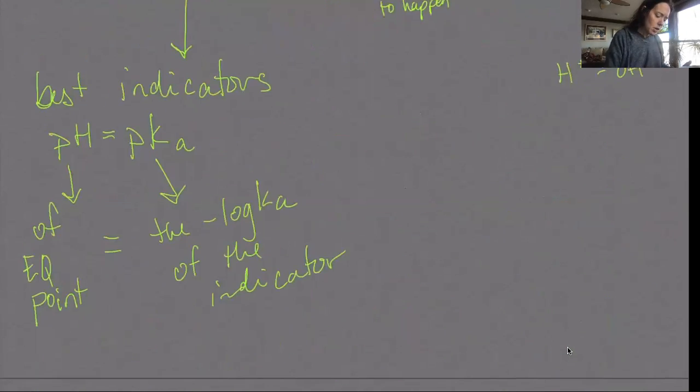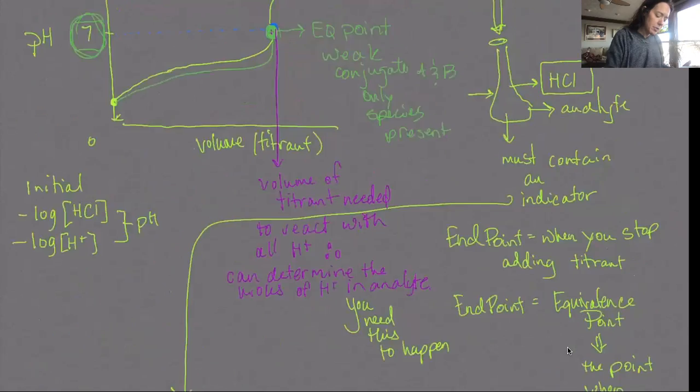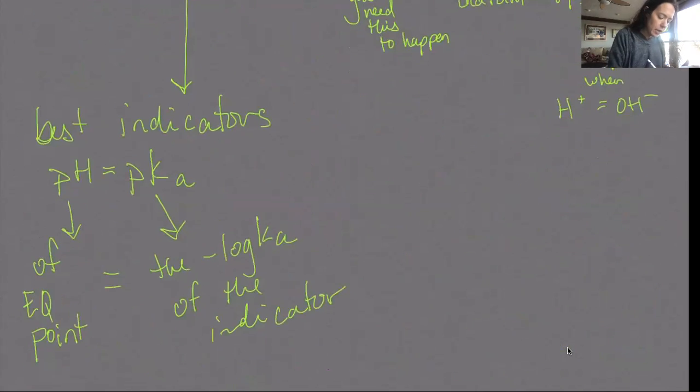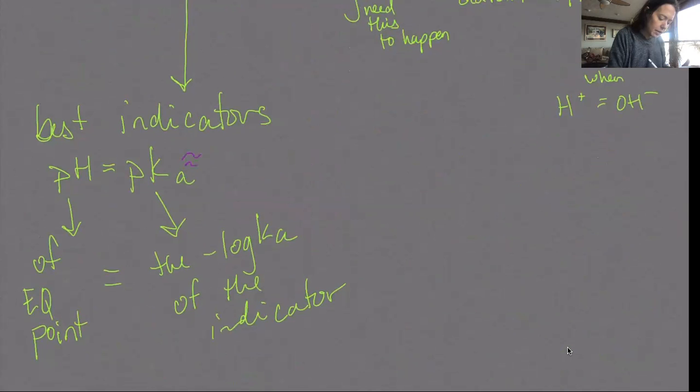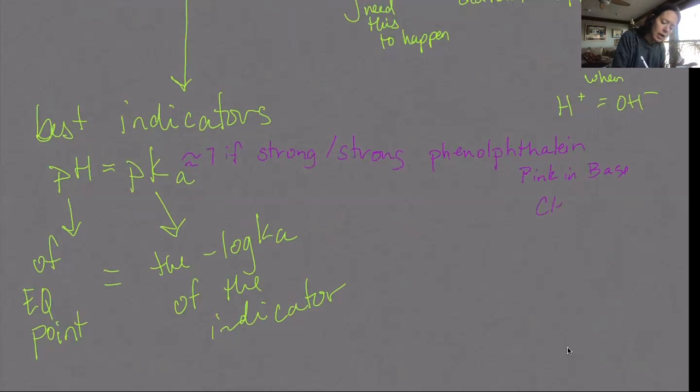Okay, let's talk about, and also, right, we would need an indicator that had a pKa around 7 if strong, right? And that would be phenolphthalein. That is the best indicator to use in that situation, okay? And it's going to be pink in the base and clear in the acid.